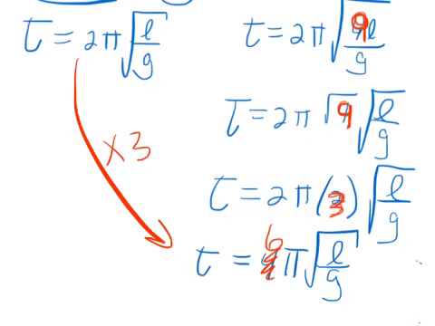Write this down, people, let's go. If the length of the pendulum increases by a given factor, and call that factor capital D, for example. Some factor, we don't know what it is. So again, if the length of a pendulum increases by a given factor D, then the period increases by the square root of D.